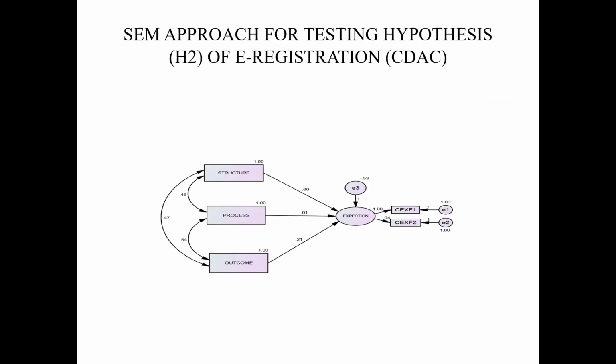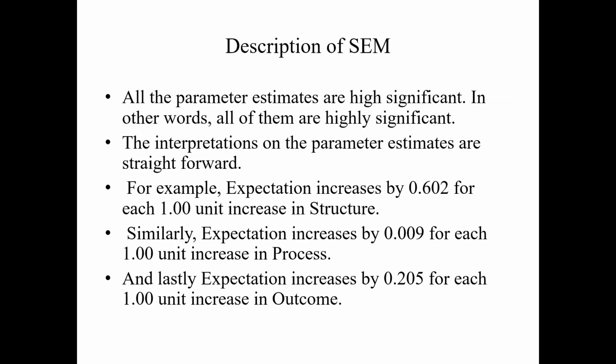This is the SCM of e-registration, and this is the interpretation. Expectation increases by 0.602 for 1 unit increase in structure. Expectation increases by 0.009 for each 1 unit increase in process. Expectation level increases by 0.205 for each 1 unit of increase in outcome.